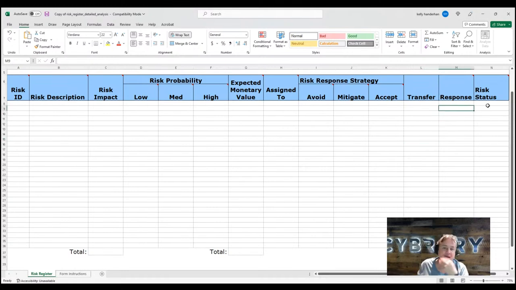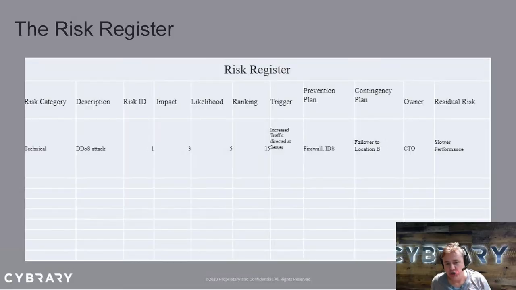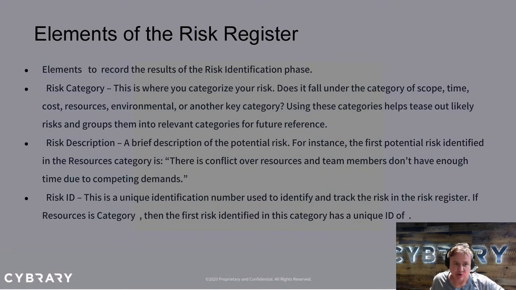And then status updates. Not perfect. There would be other fields I would add to this. But again, just kind of giving you an idea of what a risk register might look like. This is one; I would add a lot more fields to this, honestly. On the exam, what's important is to understand why we use a risk register.